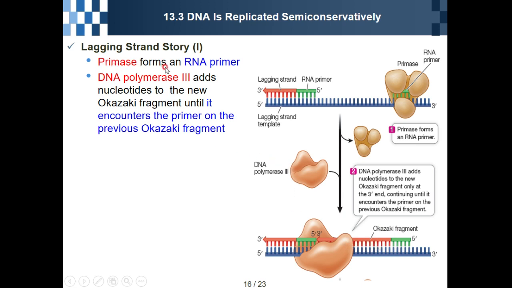So DNA polymerase 3 adds nucleotides to the fragment until it encounters the primer on the previous Okazaki fragment. After they go to here, they are finished. After that, this DNA polymerase will be detached from the strand. Okay, this is the lagging strand story.